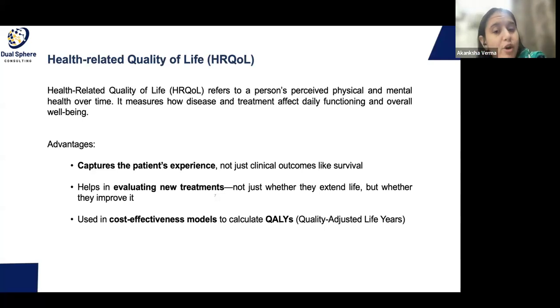Then it is used in cost effectiveness models to calculate your qualities. So health related quality of life actually helps you to calculate qualities, which goes into your economic models as an effectiveness parameter, right? Next slide, please.